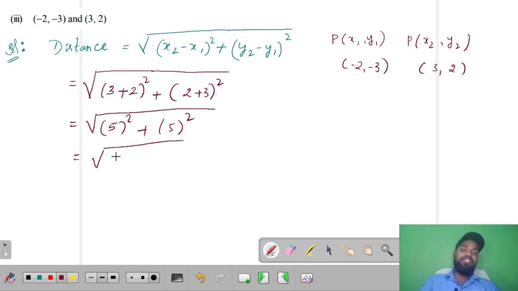5 square is 25, plus 5 square is 25. So 25 plus 25 is nothing but 50. So this is your answer.